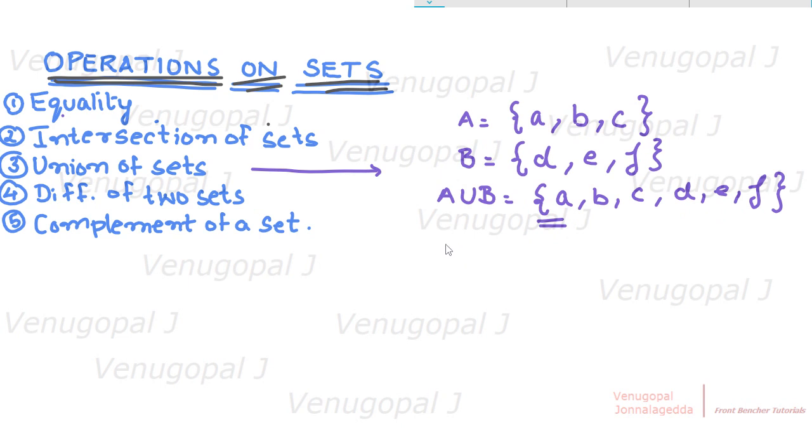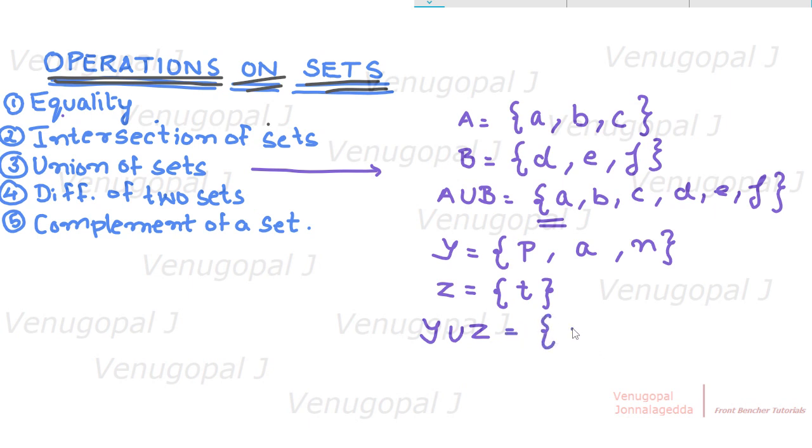Now let's consider a small change in the example. Let's have a set Y which has P, A, N. So there are three letters in Y, and there is Z which has a letter T. Okay, so here my union Y union Z becomes, as we said, P, A, N, T, pant.